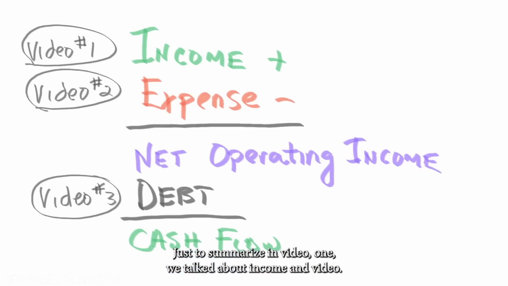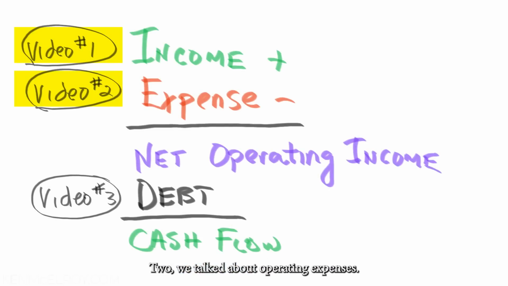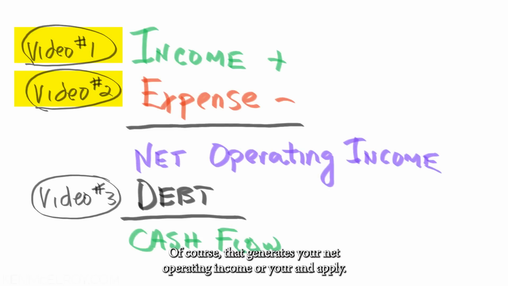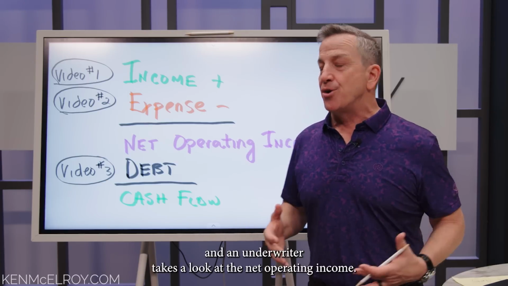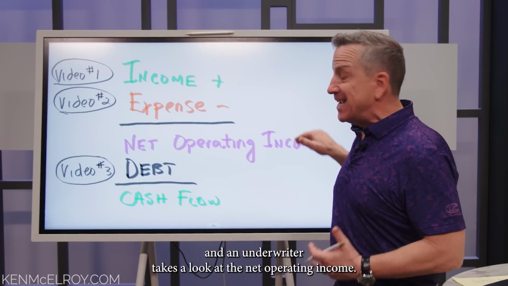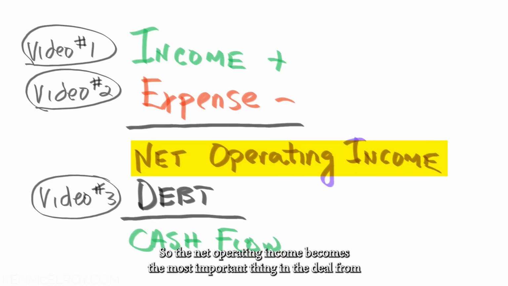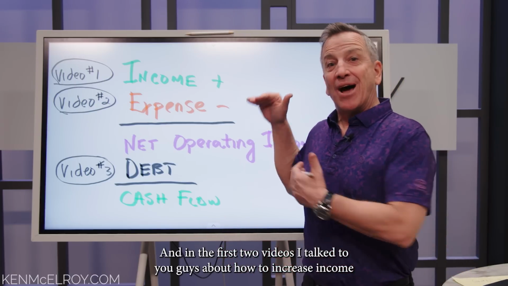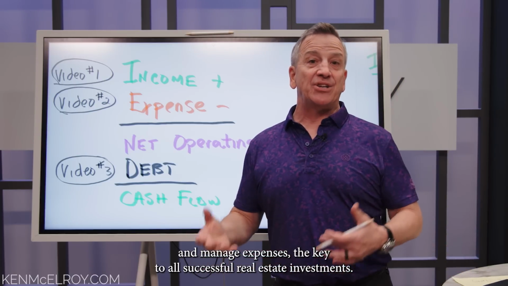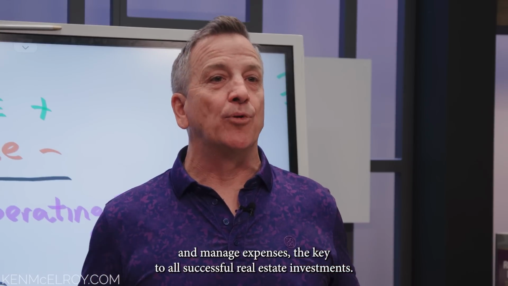Just to summarize, in video 1, we talked about income. In video 2, we talked about operating expenses. Of course, that generates your net operating income, or your NOI. In this video, we're going to focus on debt and cash flow. It's important to understand that a lender and an underwriter take a look at the net operating income. So the net operating income becomes the most important thing in the deal from a lender standpoint and from an investor standpoint, because it produces cash flow. And in the first two videos, I talked to you guys about how to increase income and manage expenses, the key to all successful real estate investments.